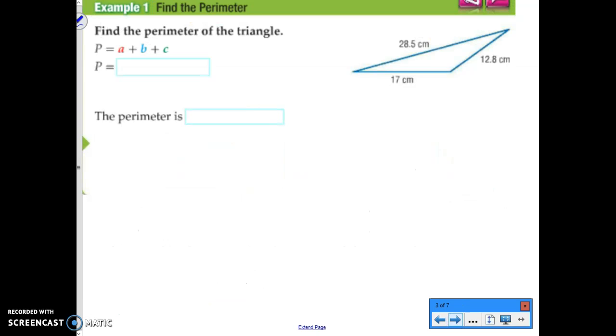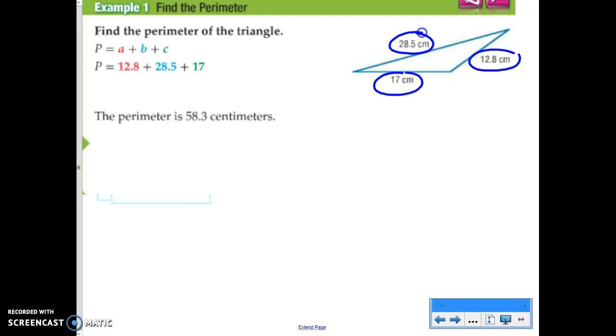So let's take a look here at the first example. It says find the perimeter of the triangle. So the triangle at the right, there's 3 different measurements, and all you need to do to find the perimeter is add up all 3 sides together. So you have 17 centimeters, 28.5 centimeters, and 12.8 centimeters. So you add all 3 of those sides together, and it's going to give you 58.3. And do not forget your units. And in this problem, the units are centimeters.